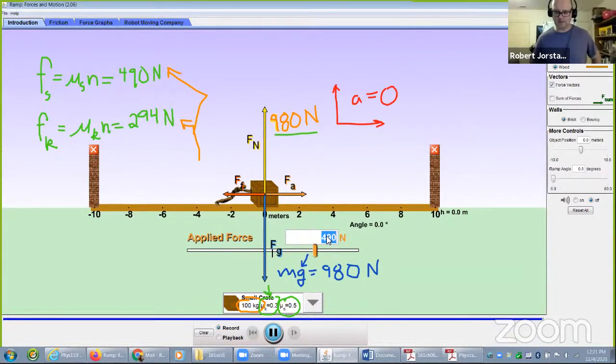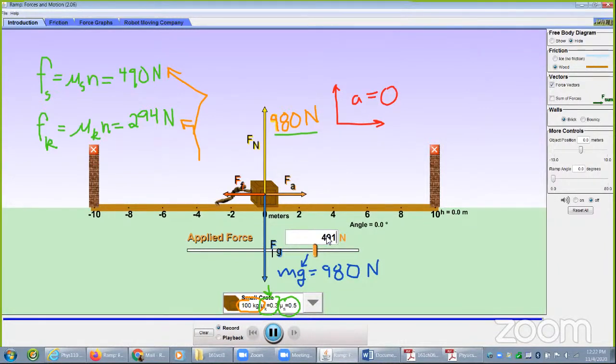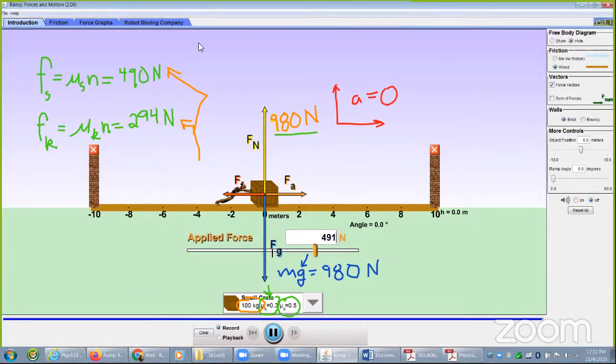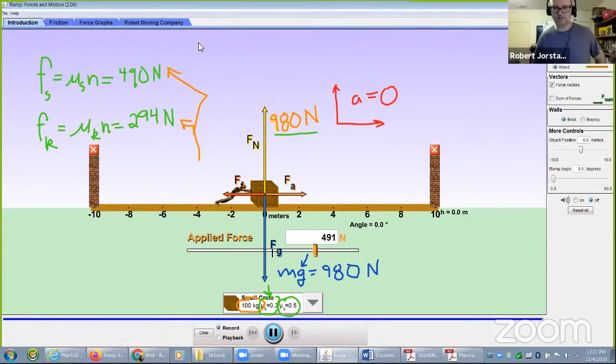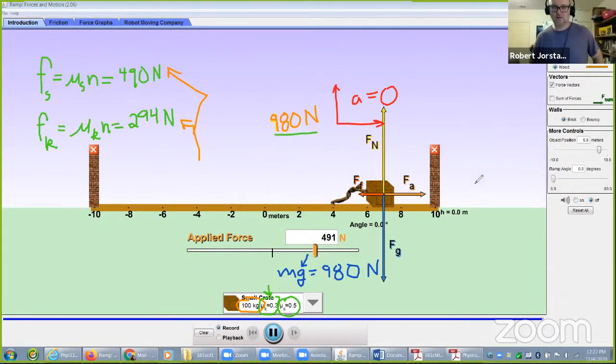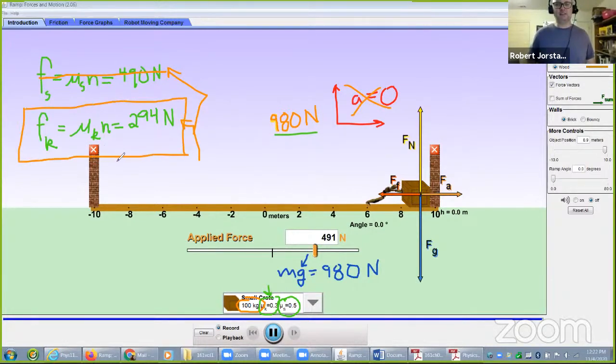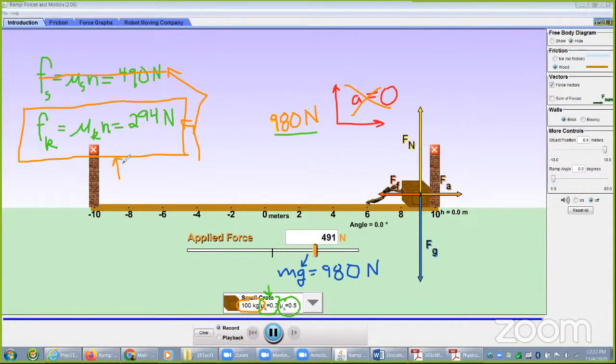However, if I type in 491 and as soon as I hit enter, what should happen? It should go really fast. It will not go really fast. However, is this going to exceed the maximum possible amount of friction? Yes. So what happens here is it didn't go really fast, but it did start accelerating. So at that instant, this is no longer true. This is no longer true. As soon as you apply more than 491, this situation means we've switched to kinetic friction.